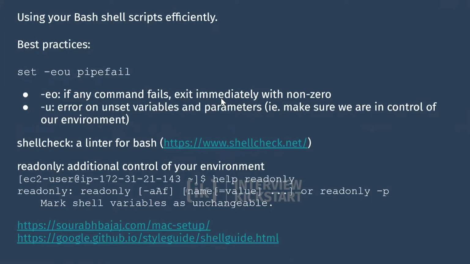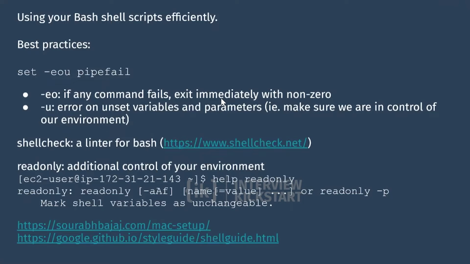First and foremost, best practices: always start out your scripts with set -euo pipefail. What the -e and the pipefail together mean is if any command fails, exit immediately with a non-zero status, the status of the failed command. The -u means to error on any reference or attempted use of unset variables and parameters.